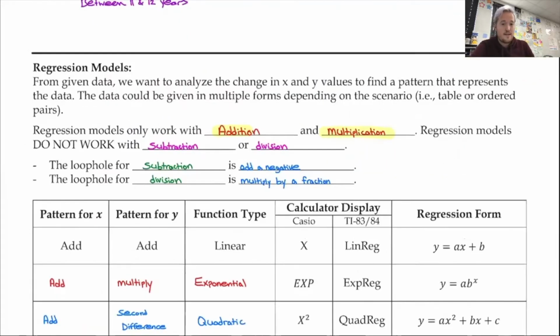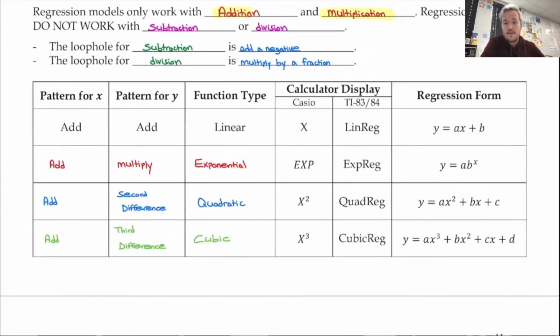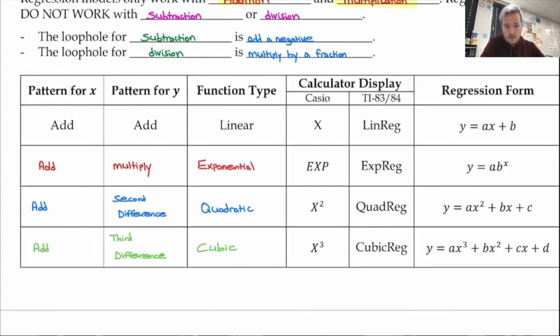So the reason for that is because of the patterns. We can't have add, subtract. We have to have add. We can't have add, division. It has to be add, multiply. All right. So there are some patterns that we're going to be looking at in our tables, and it's going to tell us what kind of regression we're going to be looking at.